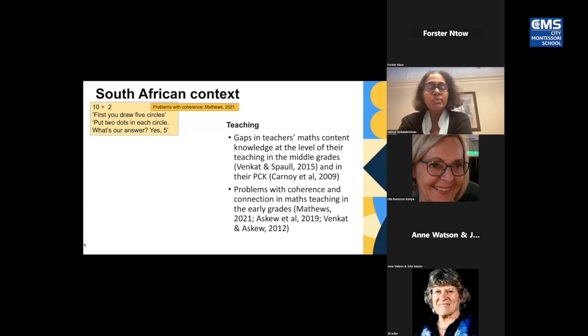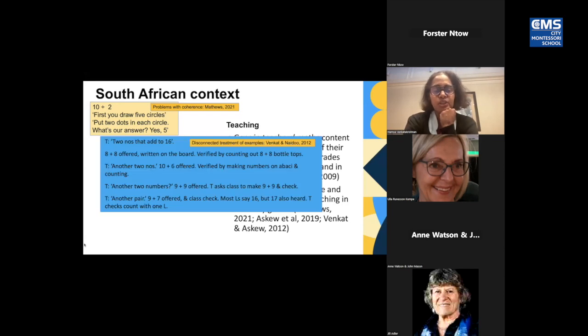So there were problems, and Corin wrote about this in terms of problems with coherence in the way mathematics is mediated. A different kind of problem that we were seeing earlier on in a project that I'll tell you a little bit about in a minute, where we were doing lots of classroom observation, was the disconnected treatment of examples. So we were in a lesson, again, I think in early grade 2, where a teacher said, the task in focus is I'd like you to give me 2 numbers that add up to make 16. And the children in the class had cubes in front of them.